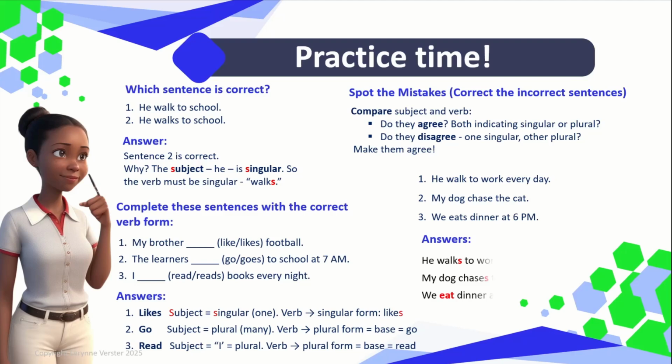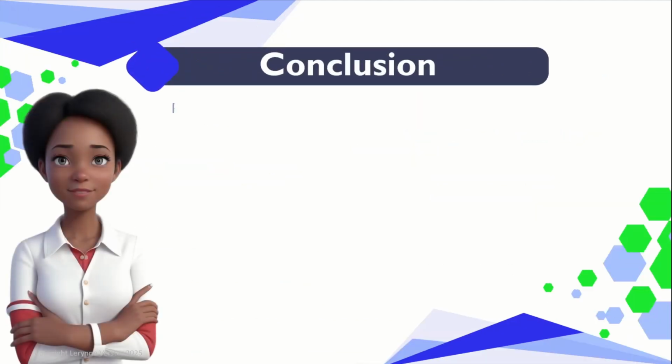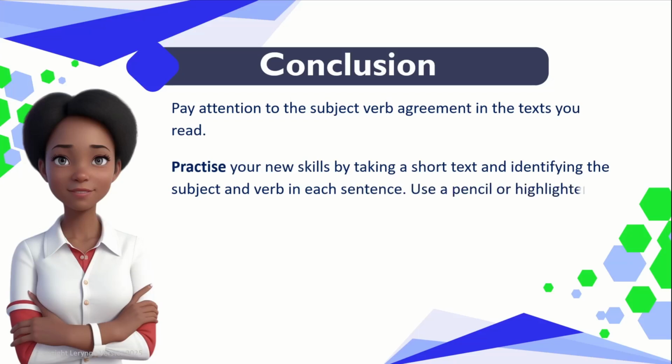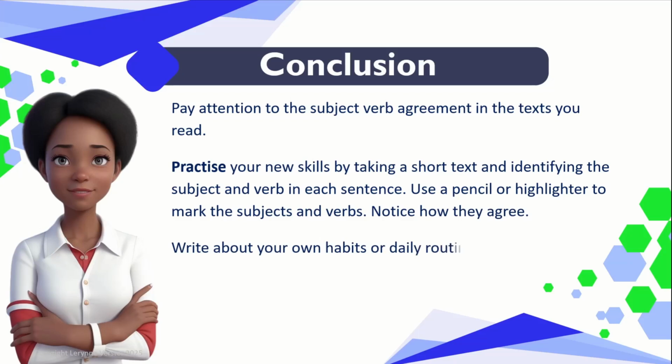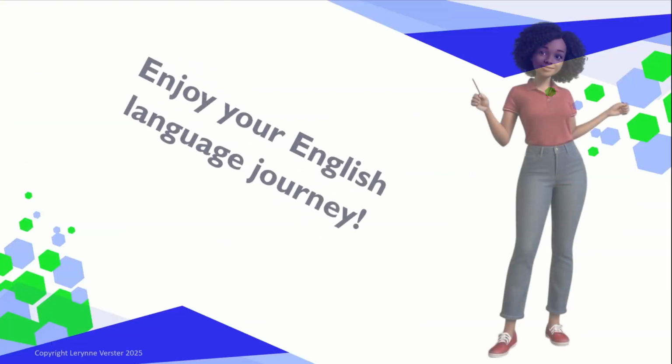Pay attention to the subject-verb agreement in the text you read. Practice your new skills by taking a short text and identifying the subject and verb in each sentence. Use a pencil or highlighter to mark the subjects and verbs. Notice how they agree. Write about your own habits or daily routine using the simple present tense. Underline your subjects and verbs. Check that they agree. Keep practicing. Enjoy your English language journey.